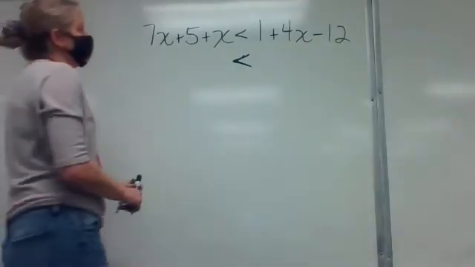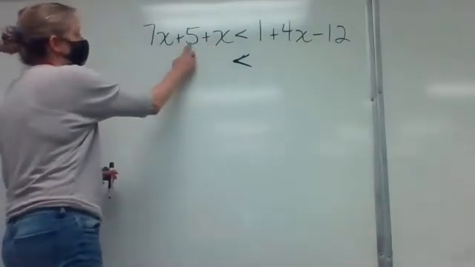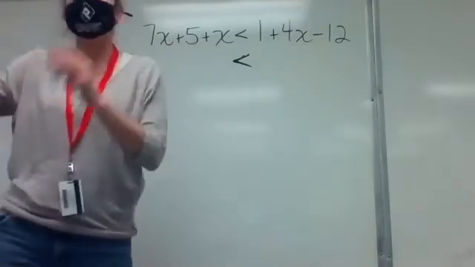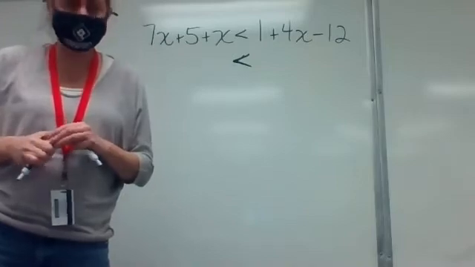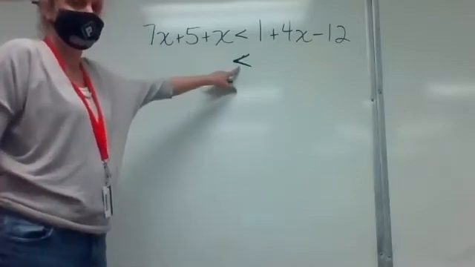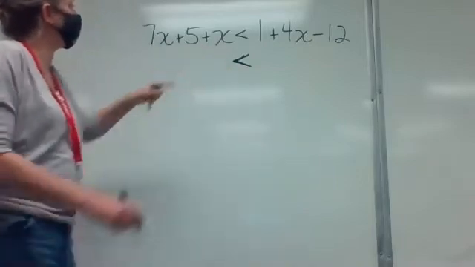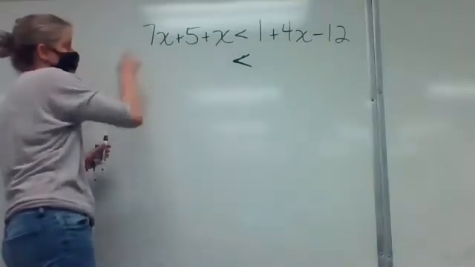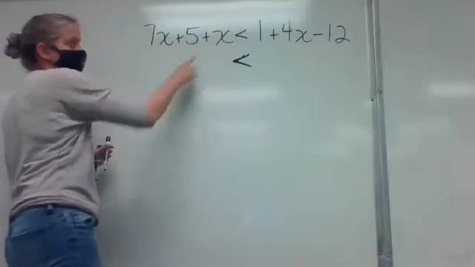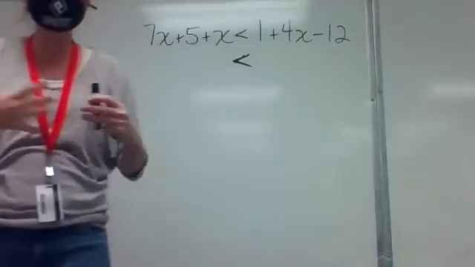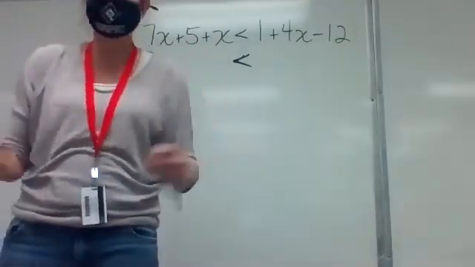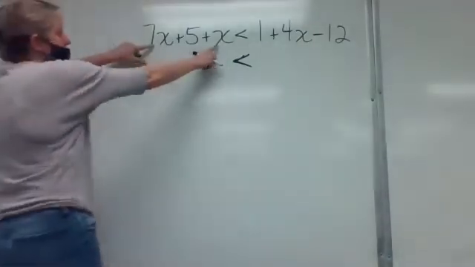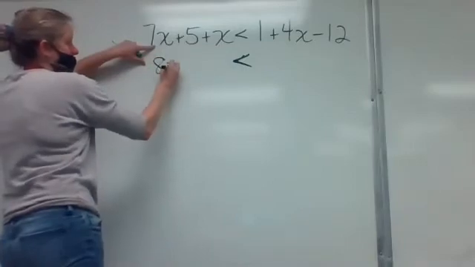Look at the left side. I have 7x plus 5 plus x. That means I have like terms on the same side of the symbol, which means I need to clean it up by putting them together. Who can you put together on this side? You can put the 7x and the 1x together. Again, they're on the same side of the equal sign, so just put them all in the same basket. So I actually have 8 x's over here.